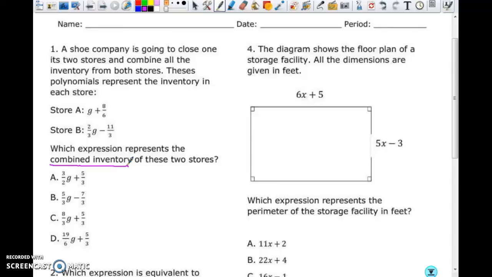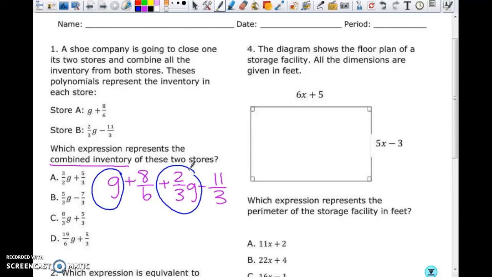We add them, right? So store A has G plus 8/6. We're adding that to store B, which is 2/3 G minus 11/3. All right, and how do we combine? Remember, we can only combine the terms that are alike. So I have a G here and 2/3 G there. So we already know this is 1. We have 1 G here. So what is 1 plus 2/3? How do we do that?